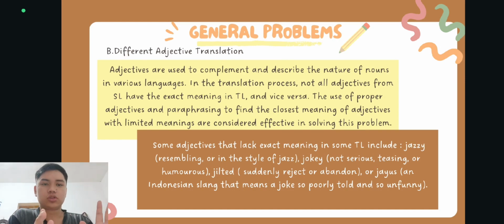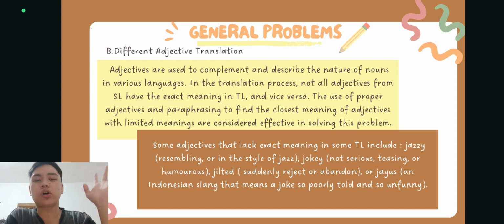So, moving on to the second branch of general problems that occur in the translation and interpreting process, we have different adjective translation. Starting off, adjectives are used to complement and describe the nature of nouns in various languages. However, in the translation process, not all adjectives from the source language have the exact meaning in the translated language, and vice versa. The use of proper adjectives and paraphrasing to find the closest meaning of adjectives with limited meanings are considered effective in solving this problem.